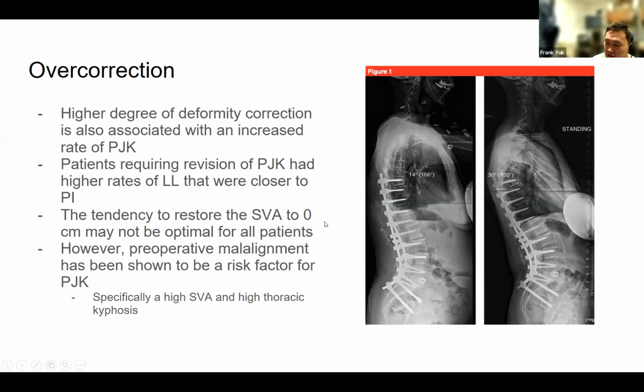The tendency to restore the SVA to 0 may not be optimal for all patients. There's been some recent data that you should correct the SVA based on the decade that they were born. So for example, for a 70-year-old, you don't want to perfectly match them to an SVA of 2.5 centimeters or 0 centimeters. You can correct them to just 7 centimeters. An 80-year-old, 8 centimeters, and so forth.